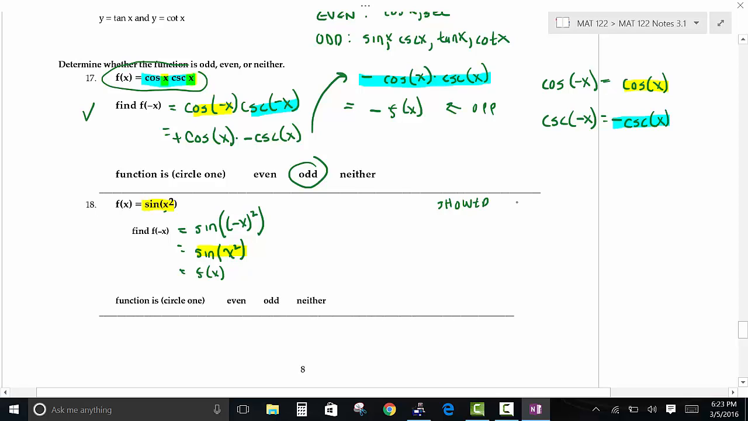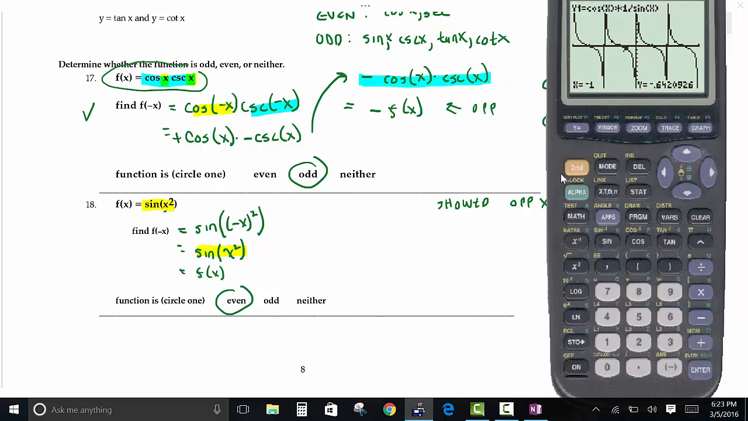We showed opposite x gave same y, same function value. So that means that's an even function, okay? All right, so if you were to look at this one on a graphing calculator, let's take a look and see what this looks like.